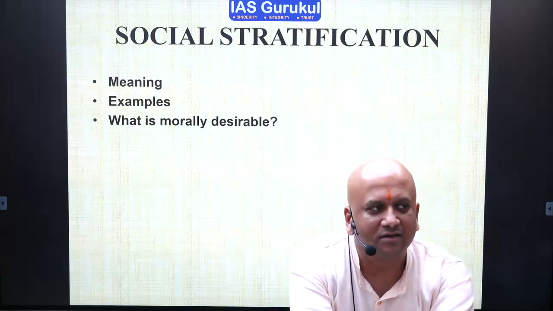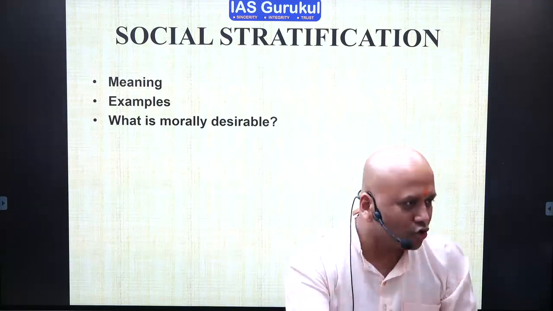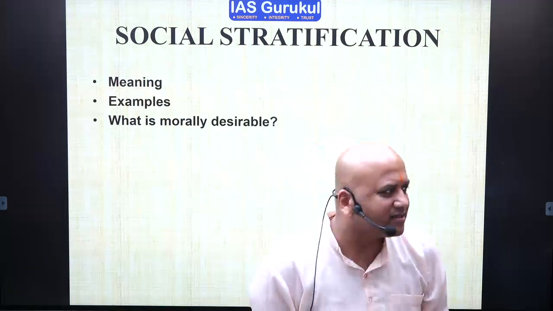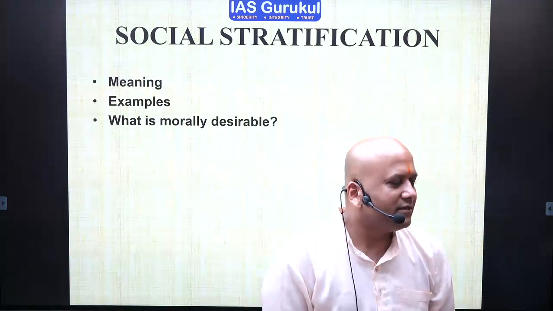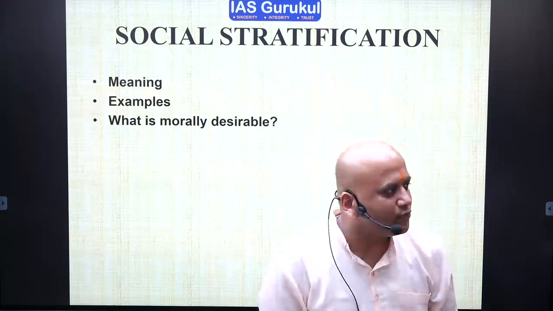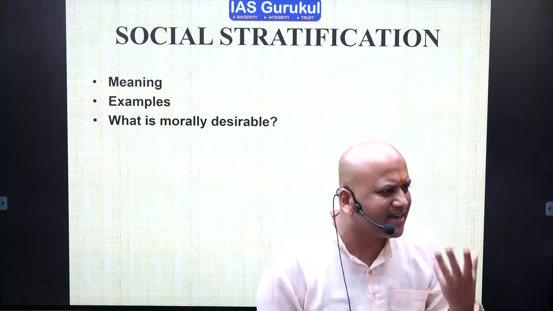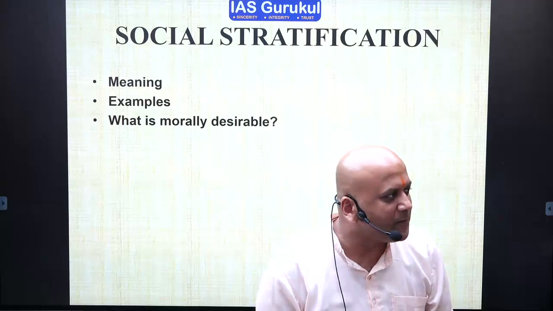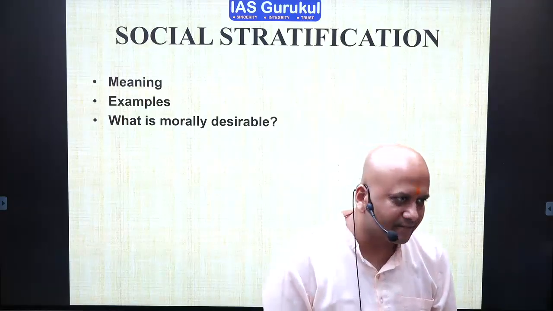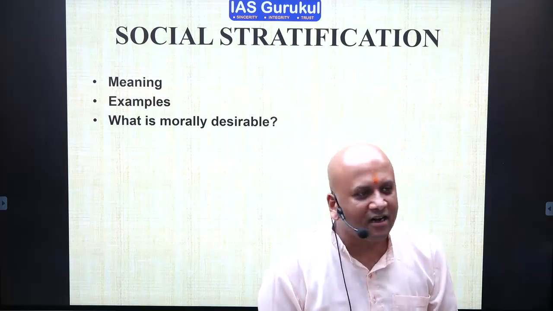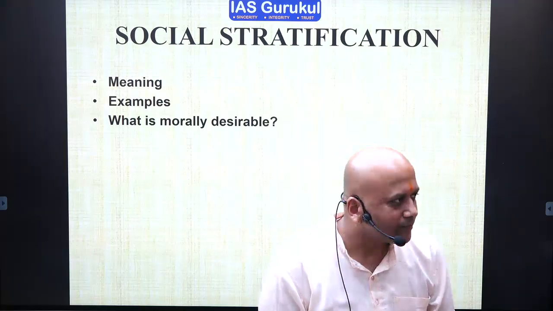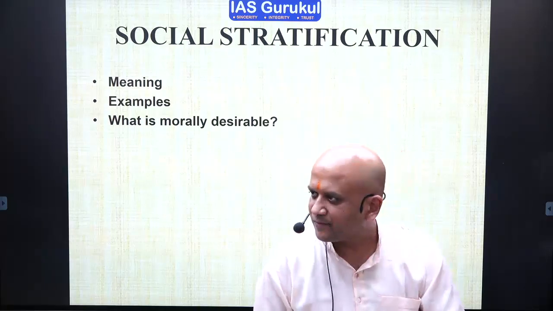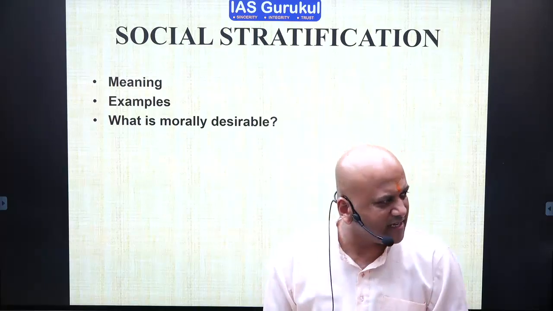Which kind of a state is preferable? Should grave inequalities exist in the society? That, for instance, in our society, you have some people who are billionaires and multi-billionaires. Yes or no? You have people literally rolling in wealth. Unlimited money. Like Ambanis and Adanis and the Tatas. Right? Amongst the richest persons in the world.